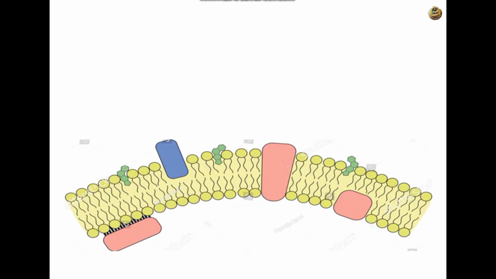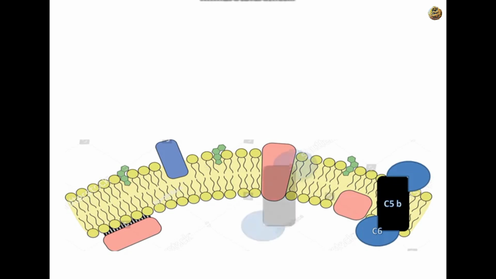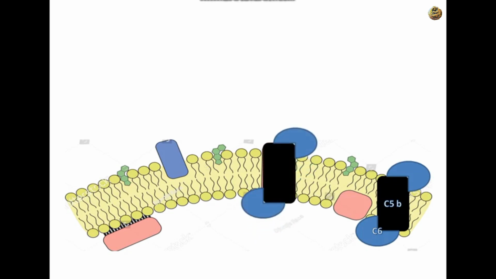Then C5 convertase will act on the C5 protein and cleave it into C5a and C5b. On the pathogen membrane, the C5b molecule recruits C6 and C7 and gets into the membrane of the pathogen. So we get the C5b, C6, C7 complex. Then this complex recruits the C8 protein and we get a complex in the form of C5b, 6, 7, 8. The complex has the capability to polymerize C9 molecules in the pathogen membrane.